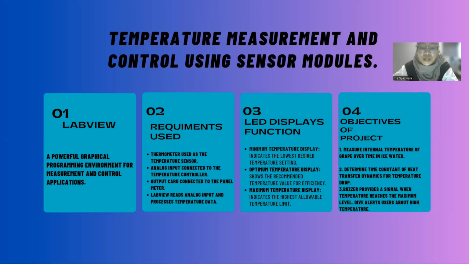Next, we use LED display functions. We use three types. The first type is the minimum temperature display. We use this minimum temperature to indicate the lowest desired temperature setting. It is typically used to monitor and maintain a lower temperature limit.